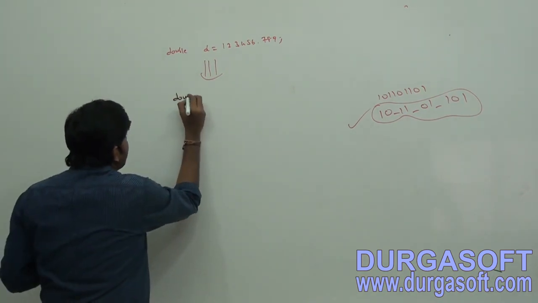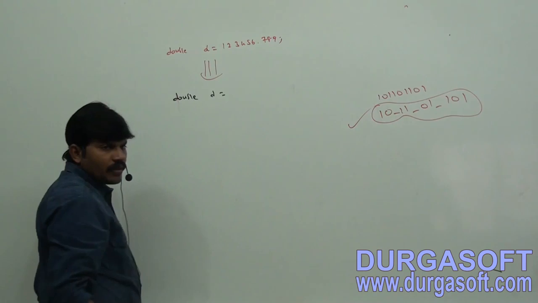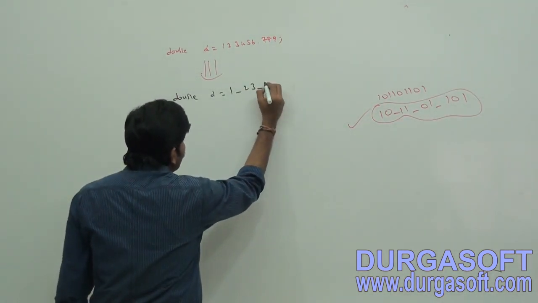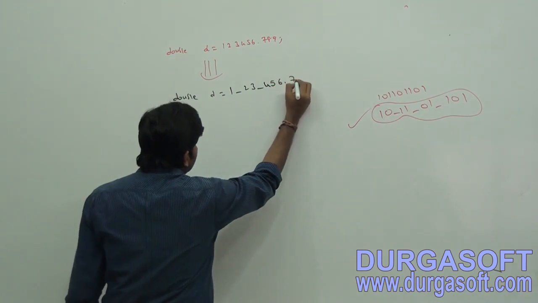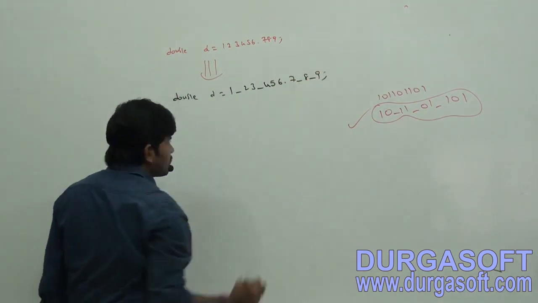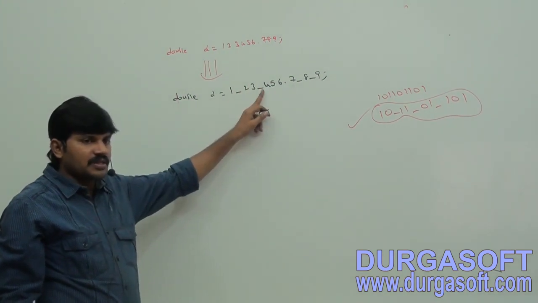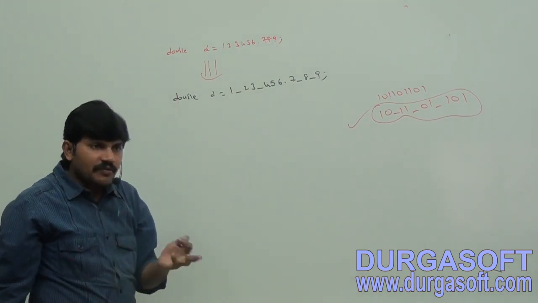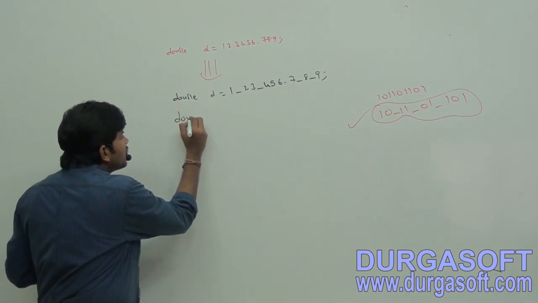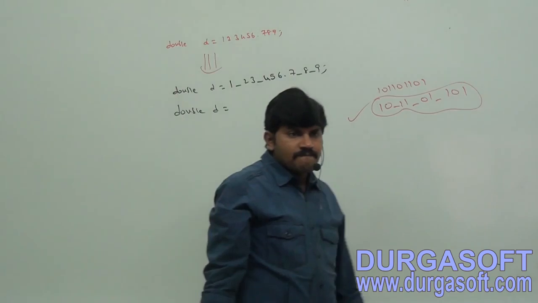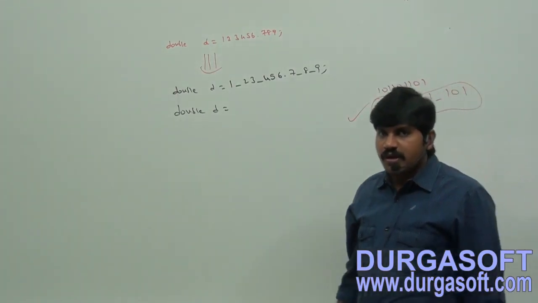double d = 1_23_456.789, like this. 1,23,456.789 itself is the value. Or otherwise, the same number, how are the US people going to read it?